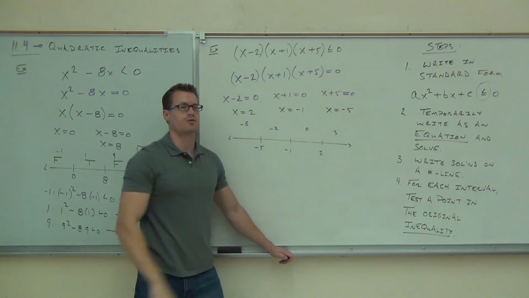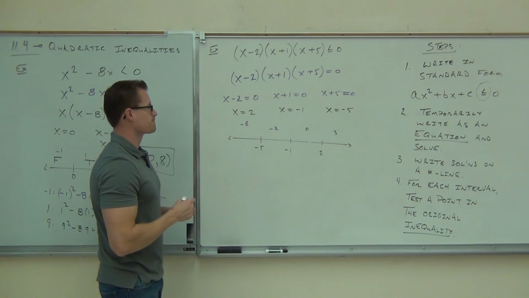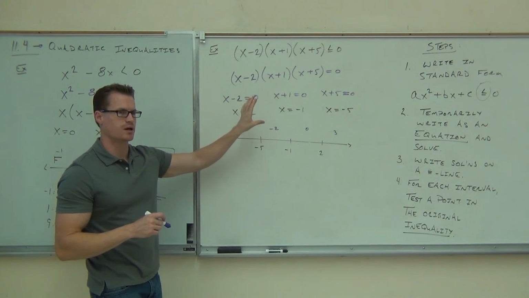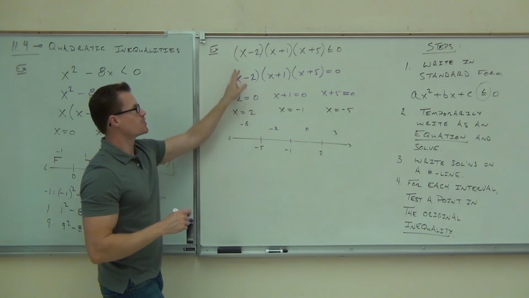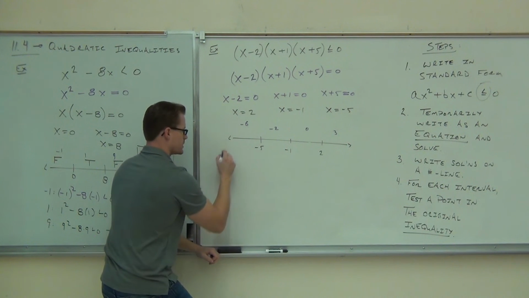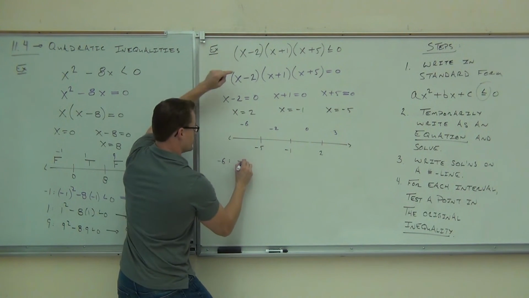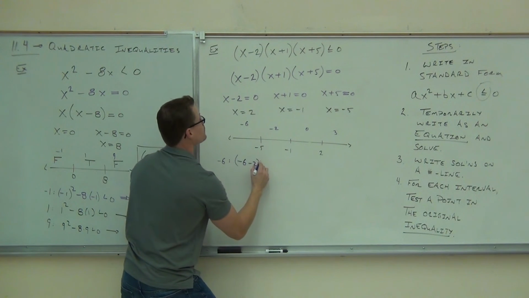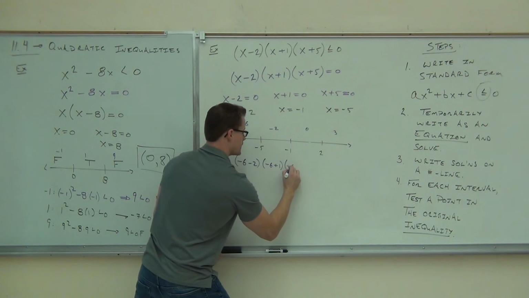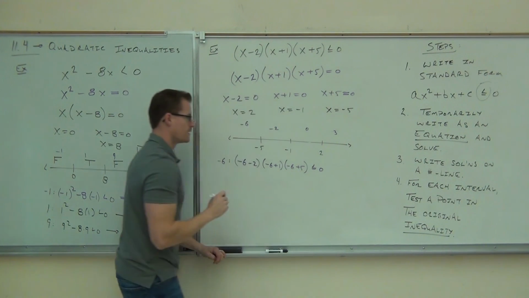Go ahead and check those now for me, okay? I'll show you how to do the first one. I'll have you do the rest of them. I want you to see a certain way. If you're checking these, don't distribute it at all. All you have to do is make sure that for -6, you're plugging it into each one. So -6 minus 2, -6 plus 1, -6 plus 5, and you're checking to see if that's less than or equal to 0.